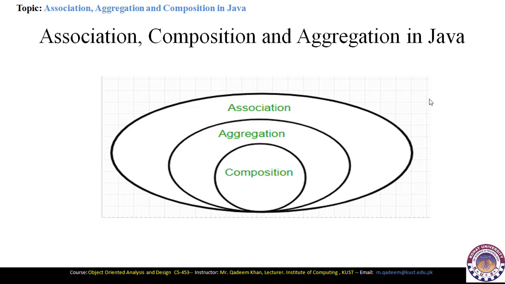Now before starting these topics, let us discuss that association is a superset of aggregation and composition, while composition and aggregation are the subsets of the association. So it means that association is much stronger than aggregation and composition. This diagram shows that association is in fact more important, an important element of programming, than aggregation and composition. But aggregation and composition are also very much used.